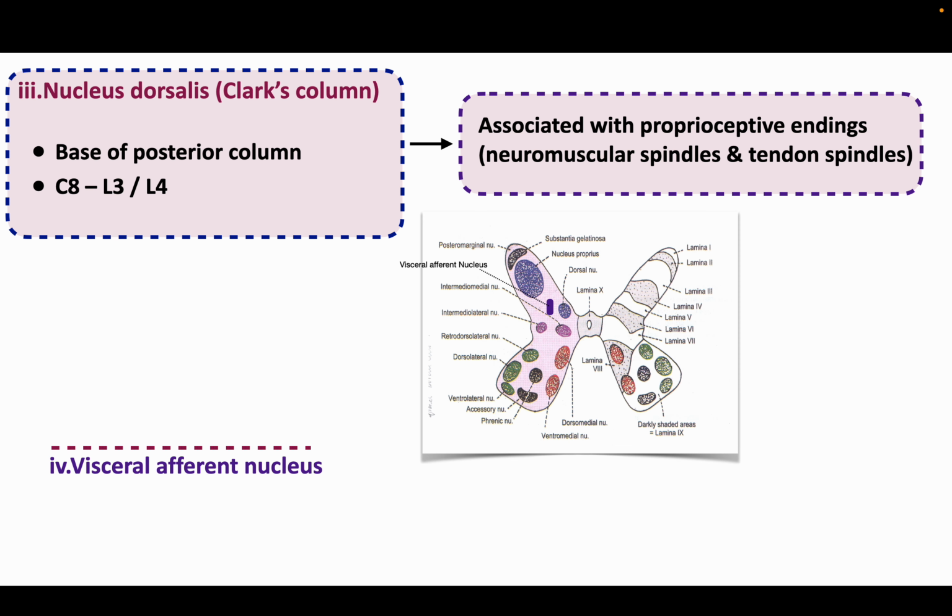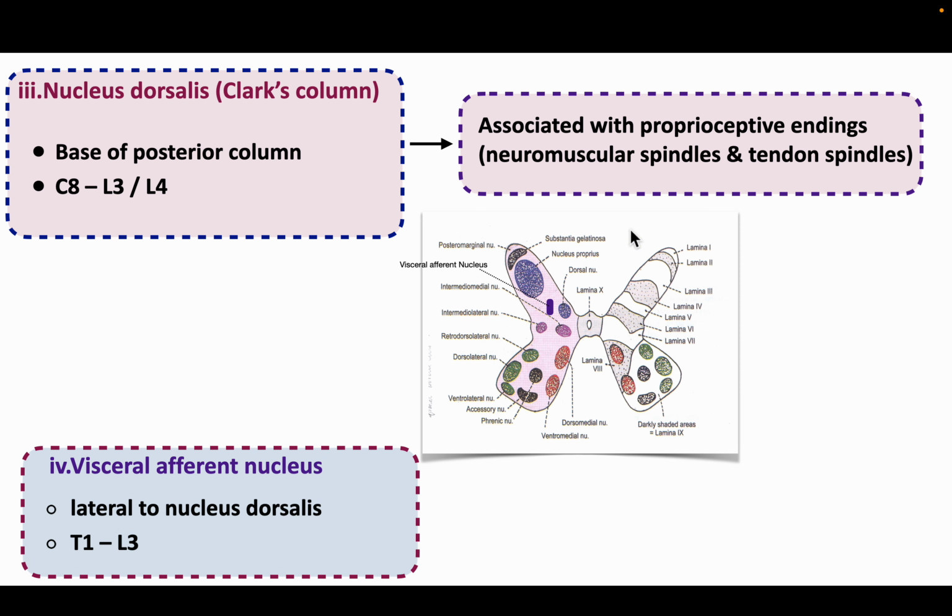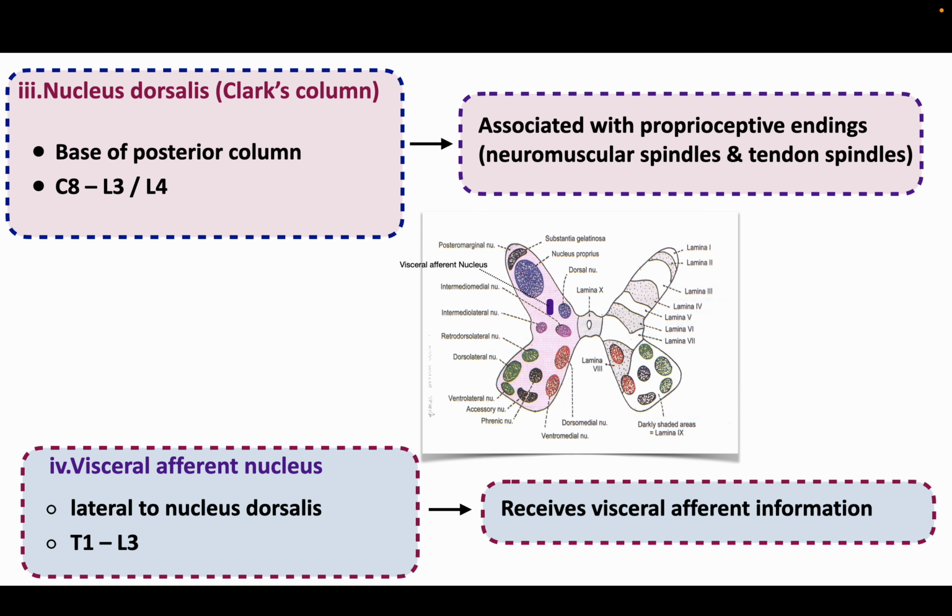Then the visceral efferent nucleus is there, which is lying lateral to the dorsal nucleus of Clark. This type of nucleus is visible from T1 to L3 segment of the spinal cord, and it is taking the visceral information. That is, the visceral efferent information is coming and it is just receiving that.